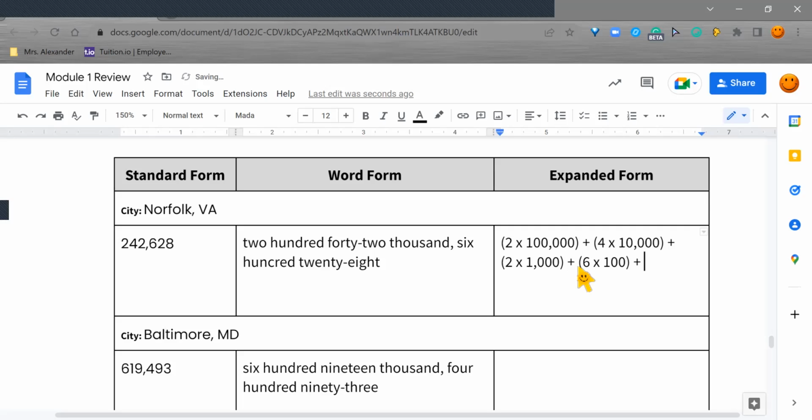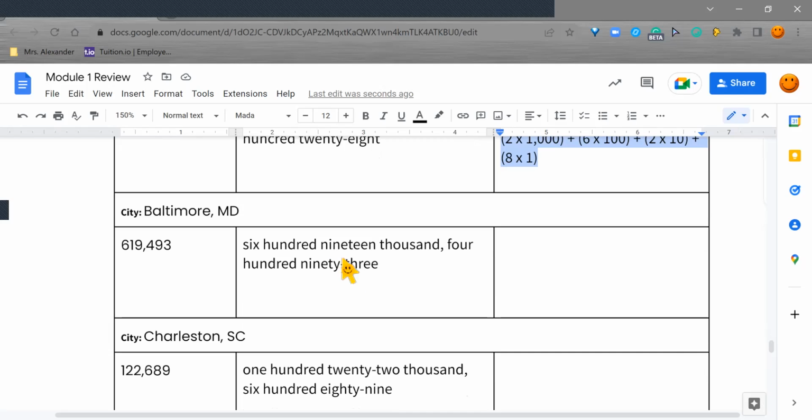plus 2 times 10. Oh, I forgot to put my parentheses. You need to do the parentheses so that we know where it's supposed to go. Then we add our 8 times 1. That is that one. And if you want, you can always just copy this and paste in these bottom ones and change the numbers. But I'm going to go ahead and write it out so you can see it.